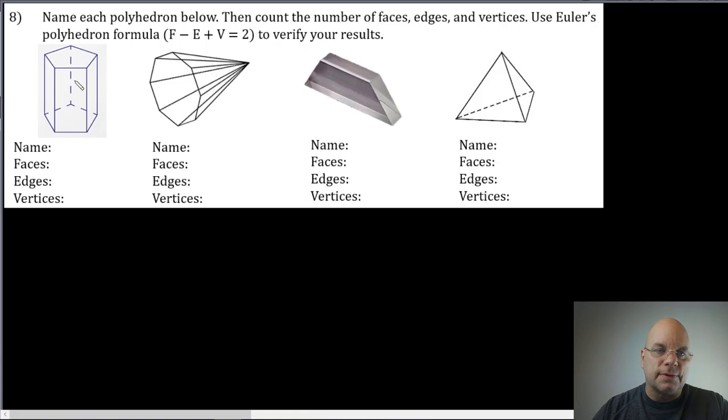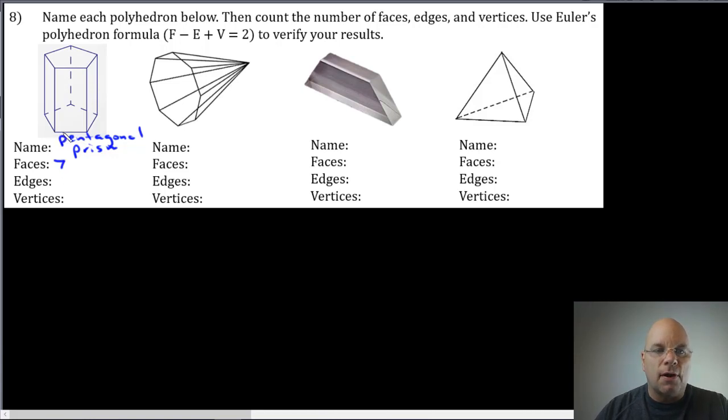This solid has two bases. They're parallel and congruent, so it's a prism. And since the bases are five-sided polygons, it's a pentagonal prism. The faces, the two bases count as faces, so there's two, and then there's 5 more faces to connect those two bases. So that's a total of 7 faces.